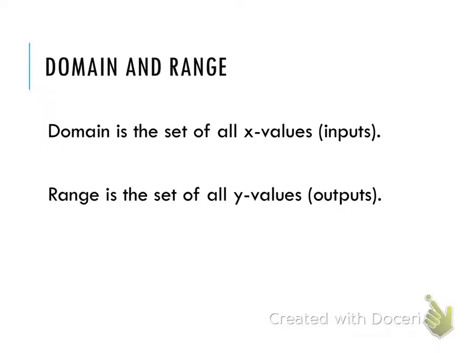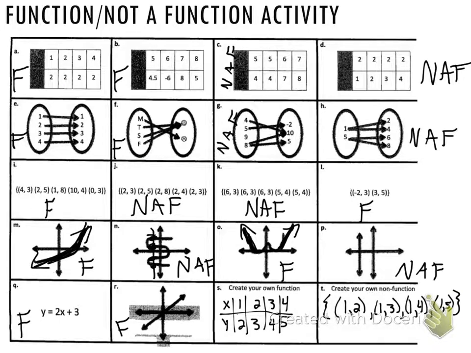Okay. Domain and range. What's the domain? It's my set of all x values, aka my inputs. What's my range? It's my set of all my y values, aka my outputs. You guys remember that from when we talked about relations? Now, when we were talking about relations, to state the domain, we just listed all our x values because they were just points on a graph, right?